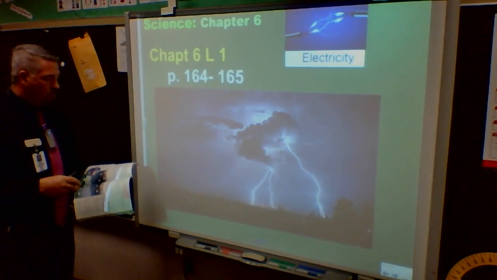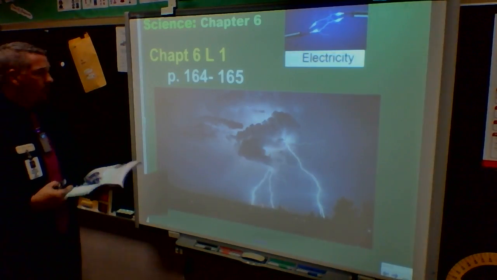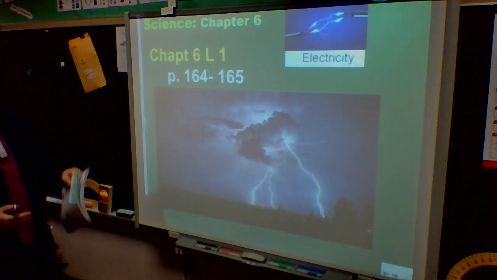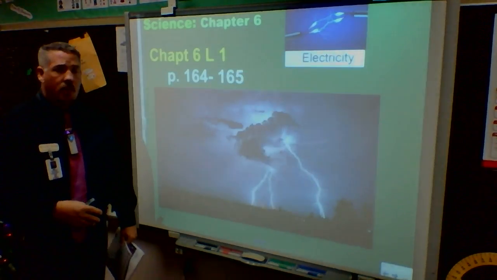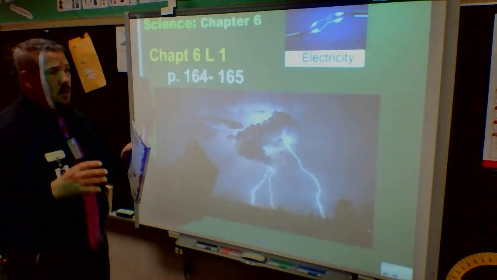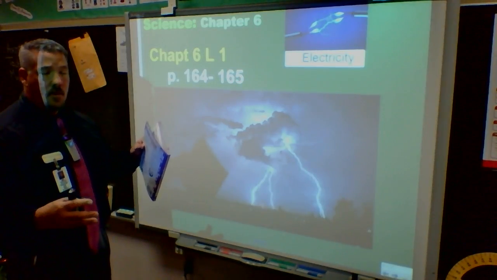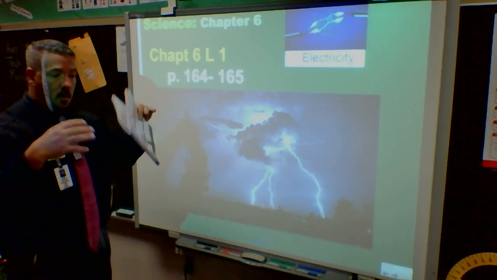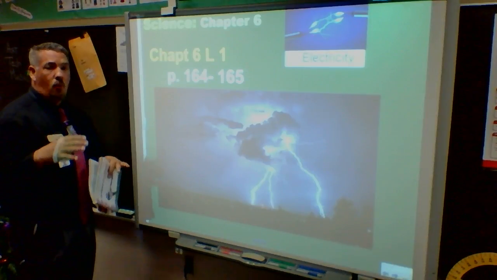The other thing it talks about at the top or at the bottom of these two pages, 164 and 165, is the idea of lightning. Now this isn't the same picture that's inside of your book, but it gives you the same idea. We're talking about how protons and electrons are added up inside of our clouds up in our atmosphere. Well, the protons rise. They're going to be on top of the clouds where the electrons are going to be down below.